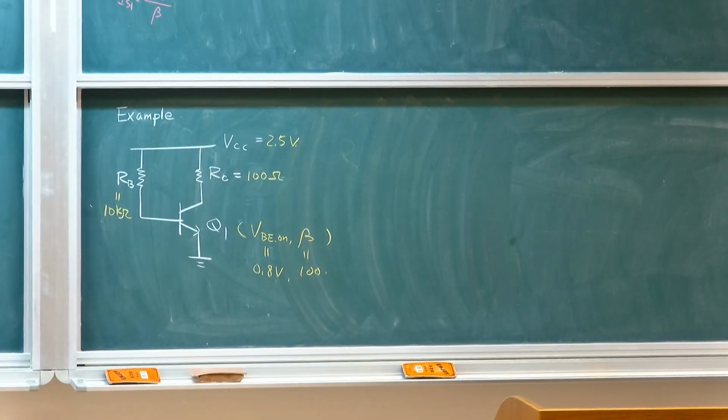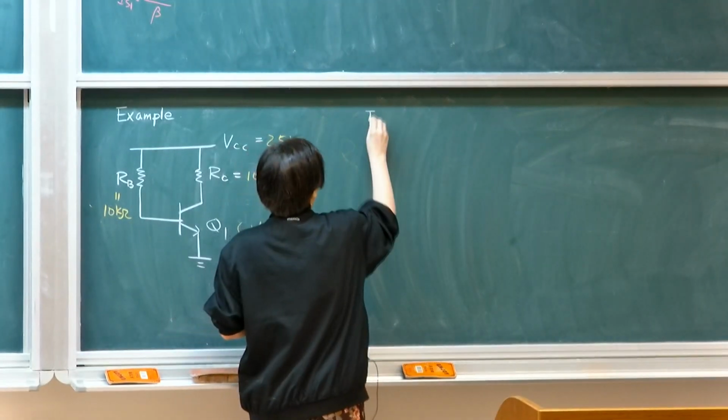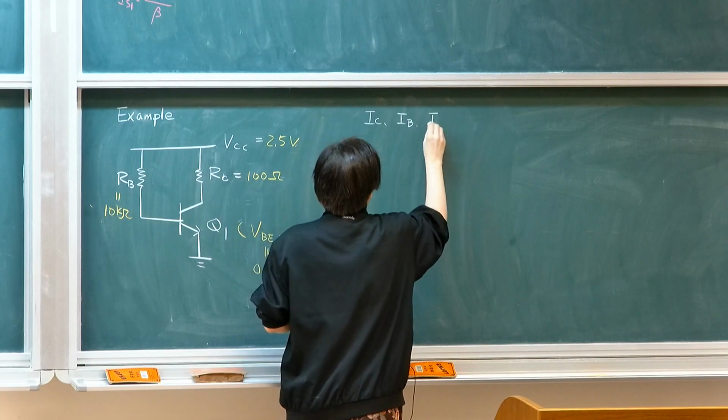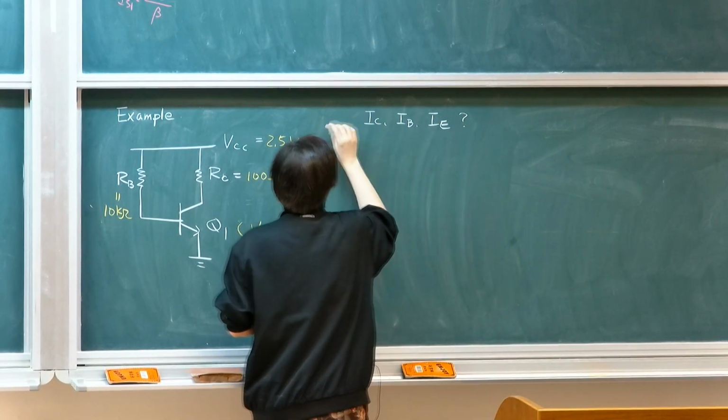So VBE on is 0.8 volt, beta is 100. Once these parameters are given, I will then ask you to answer the same question: find the terminal currents. So I ask you to find out what are the collector, base, and emitter currents, the three terminal currents. Okay?